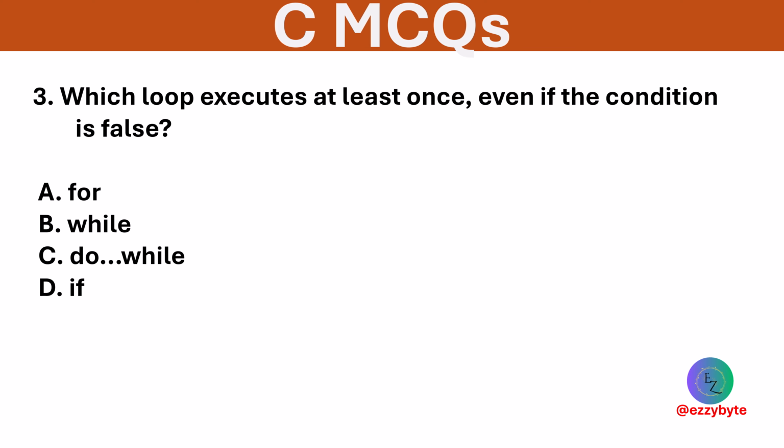Which loop executes at least once, even if the condition is false? Options are for, while, do while, and if. Option C is correct. The do while loop runs once before checking the condition.